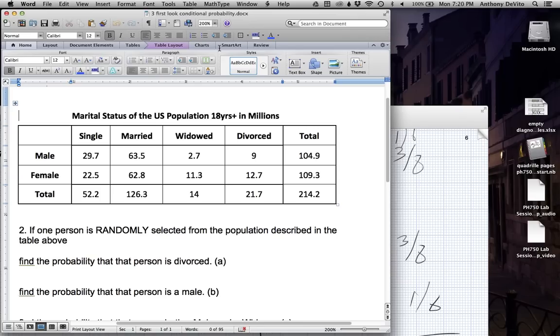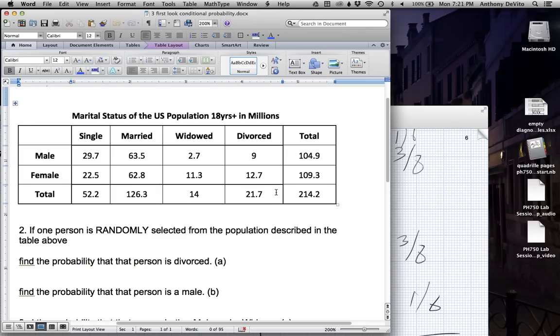If a person is randomly selected from this population, this is the U.S. population, maybe 1960 or 1970, 214 million people. These are millions of people. We're just going to look at this 214 for our purposes. If one person is randomly selected from the United States population, what's the probability that that person is divorced? Well, let's see what we got here.